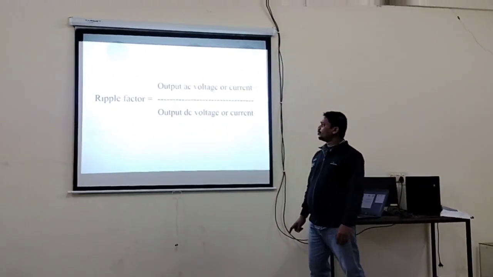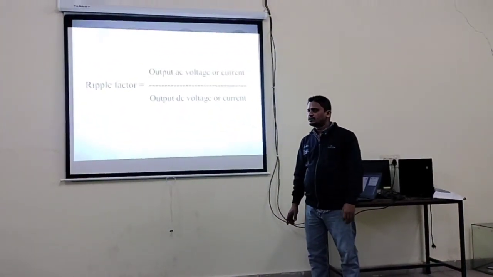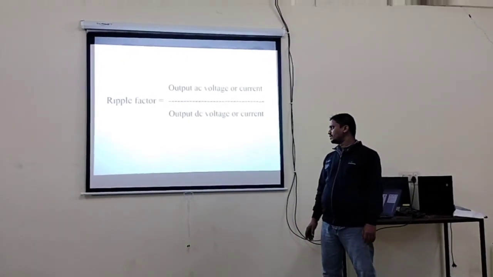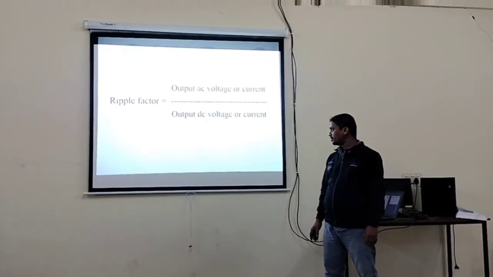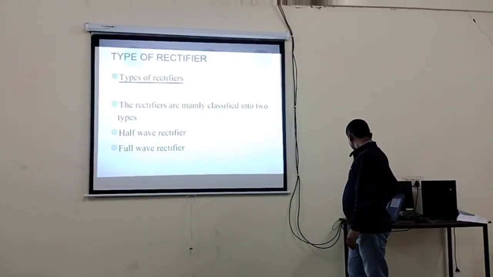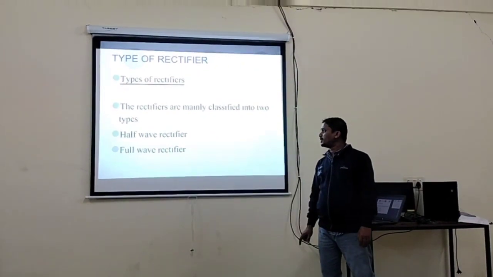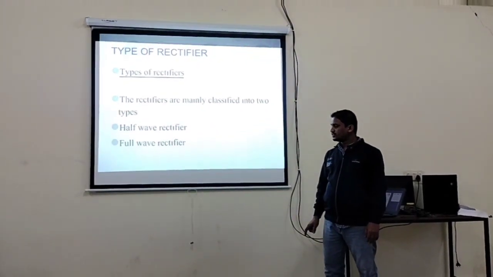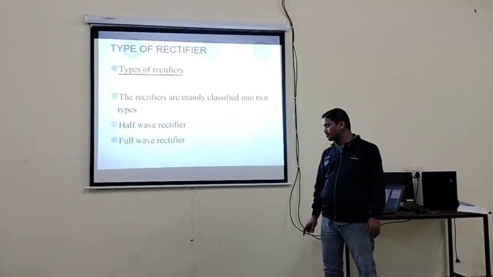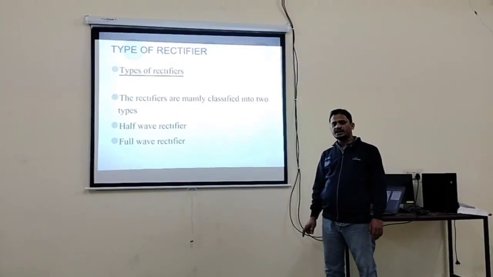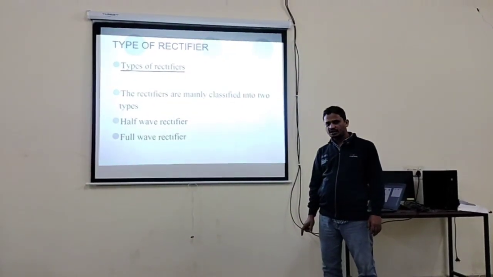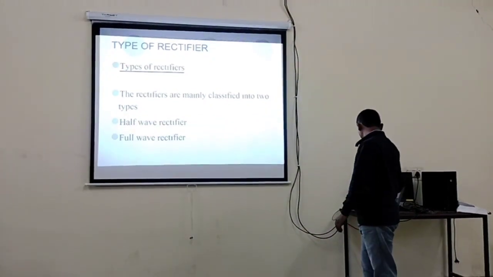Next is the ripple factor. What is ripple factor? It is the ratio of output AC voltage or current to the output DC voltage or current. Next is the types of rectifier. Rectifier is two types. First one is half wave rectifier. Second one is full wave rectifier. Again, full wave rectifier is divided into two types: full wave center tap rectifier and full wave bridge rectifier.